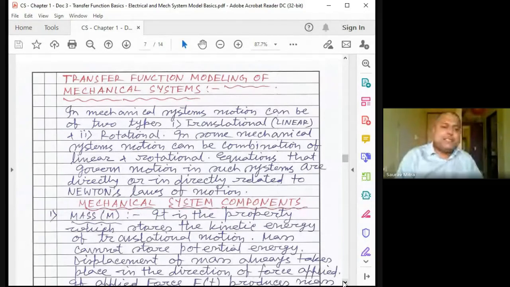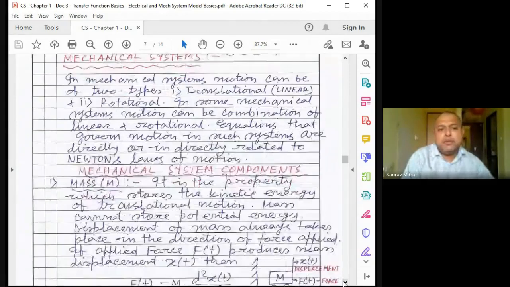So from electrical we are going to the mechanical domain. Okay. So in mechanical systems, the motion can be of two types. One is linear, that is translational motion, and another is rotational motion. So for our syllabus, modeling of both these is there. Rotational motion means you can say it's a DC motor or an AC motor or something. Okay. So rotational motion is having inertia.